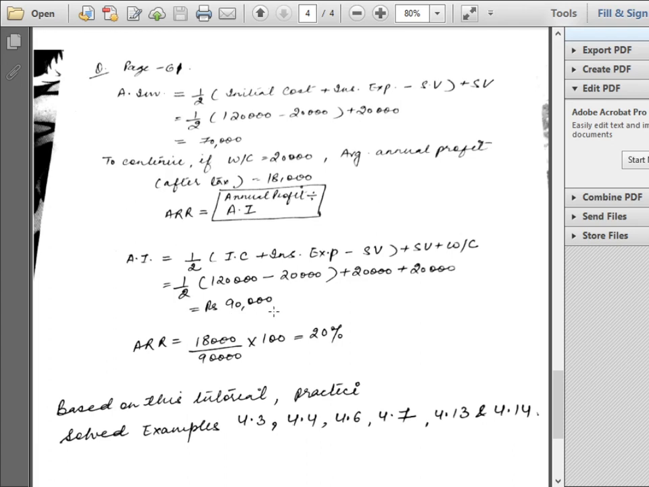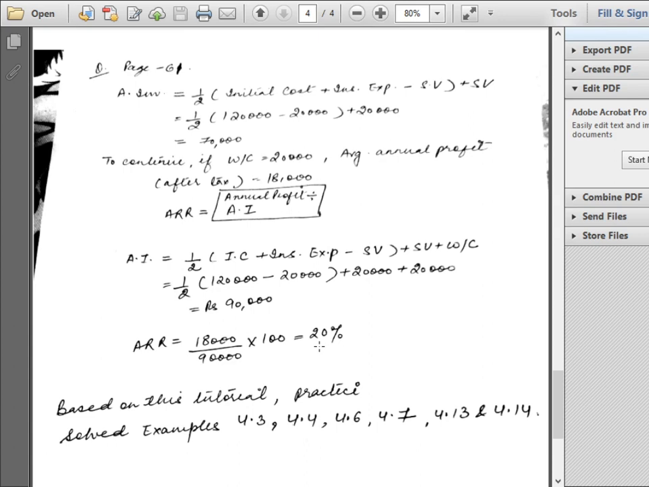Now the average annual profit after taxes is already given in the question, which is 18,000, so there is no need to calculate it. We will just directly put the values in the formula. ARR is equal to annual profit after taxes divided by average investment into 100. So annual profit given in the question is 18,000. 18,000 divided by average investment, which is 90,000 calculated above, multiplied by 100. So ARR is 20%. This is how you calculate ARR in capital budgeting decisions.